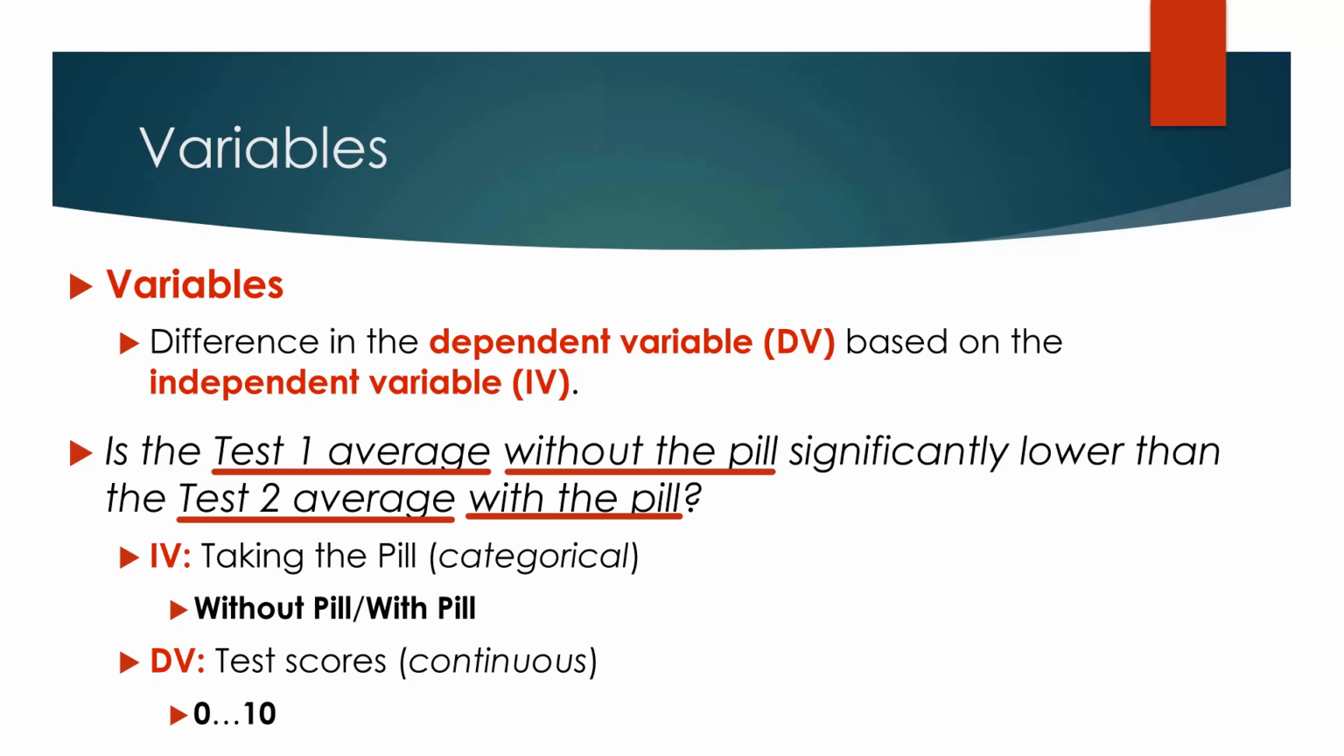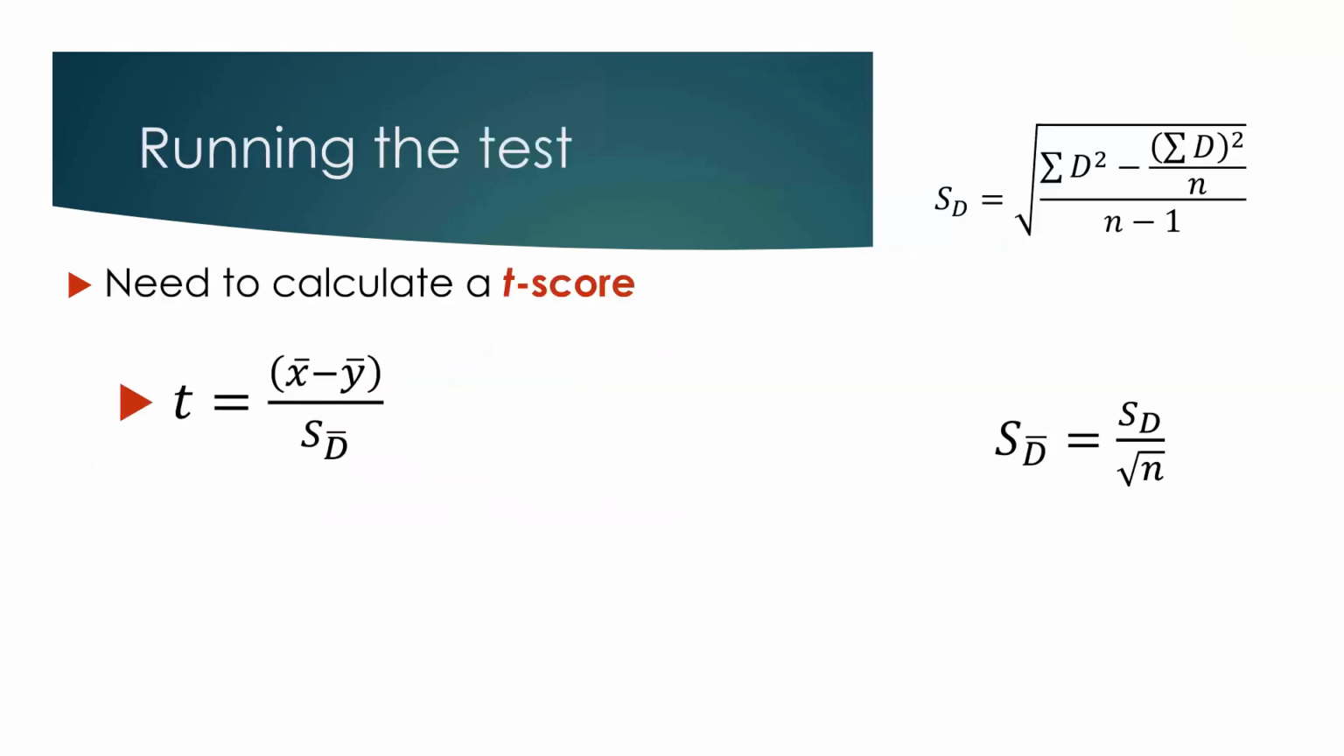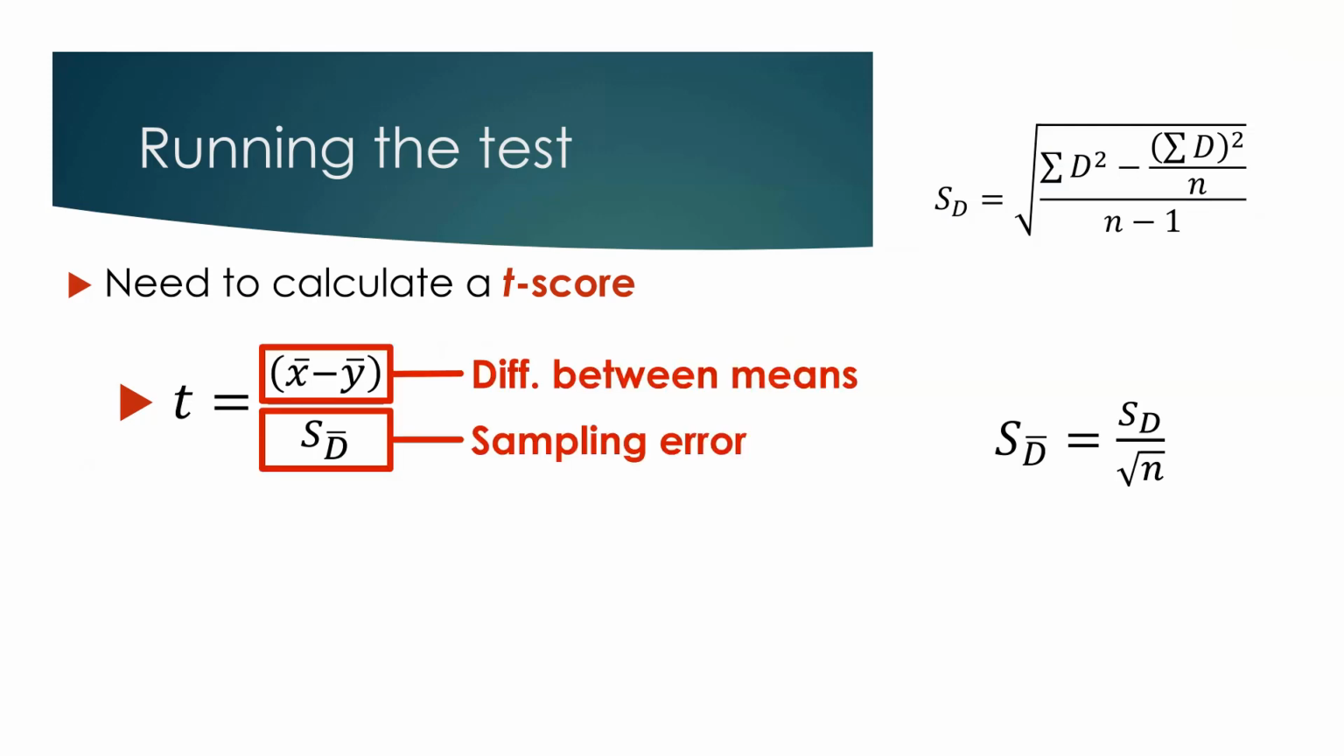So that's our variables. Now, how would we calculate our t-score? Now, the t-score means the same thing. It's calculated slightly differently, but the equation is set up very much the same way. The top part is the difference between the means. The bottom part is sampling error.